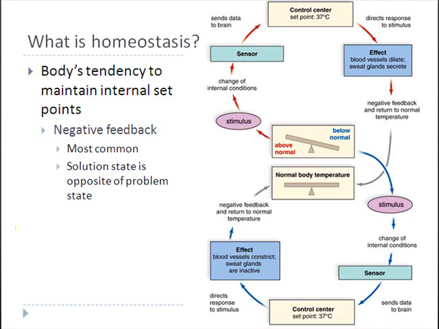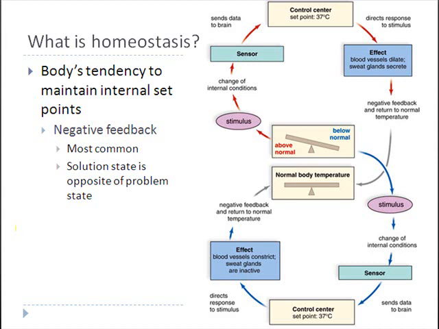Your body will go to tremendous lengths to maintain those internal set points. So, for example, let's take body temperature. If your body temperature is 98.6 and your body suddenly starts getting very hot because you're exercising, your body is going to try to do something to correct the increase in body temperature to bring it back down to 98.6.